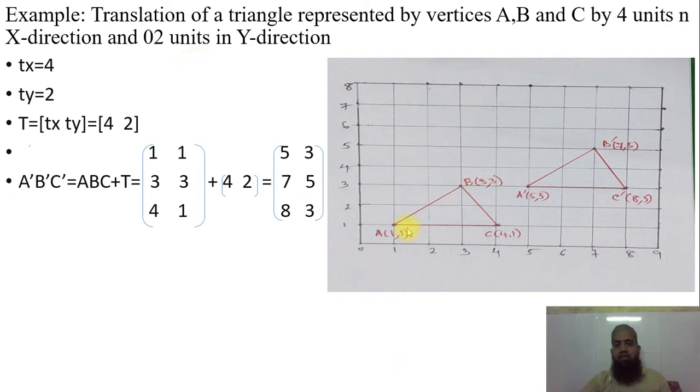You can see in the figure this triangle a, b, c, having coordinates 1 comma 1 for point a, 3 comma 3 for b, and 4 comma 1 for c.